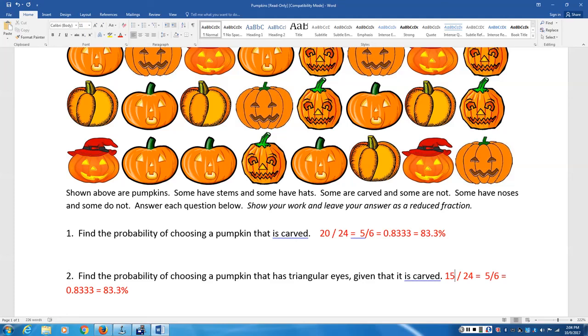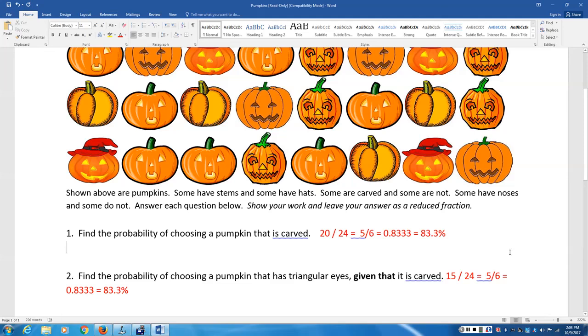That should be the only ones you're looking at. When it says given that it's carved, it's saying only look at the carved pumpkins. Now I realize that most of us are sitting there saying, well, duh, it's not going to have eyes if it's not carved, but they're only counting the ones out of the carved pumpkins. So maybe the question they're trying to answer is what percentage of the pumpkins that are carved have triangular eyes. So you have to actually pay attention to that, given that. That given that is a very, very important phrase in probability. It means it's guaranteed and you only count those.